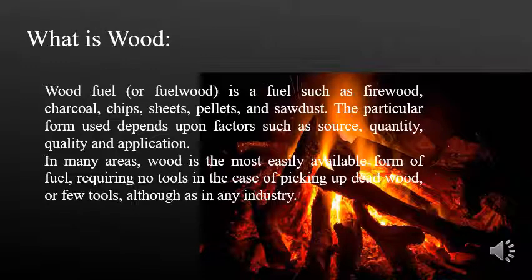Wood is the last industrial fuel which we are going to discuss. Wood fuel, or fuelwood, is a fuel such as firewood, charcoal, chips, sheets, pellets, and sawdust. The particulate form used depends upon factors such as source, quantity, quality, and application of use. In many areas, wood is the most available form of fuel, requiring no tools in the case of picking up dead wood, or few tools, although as in many industries.